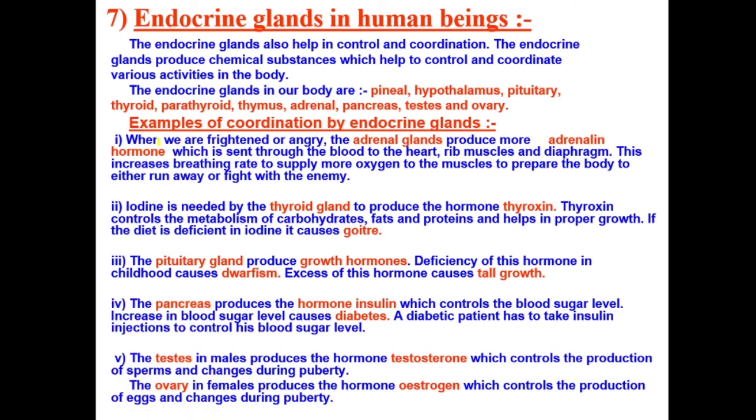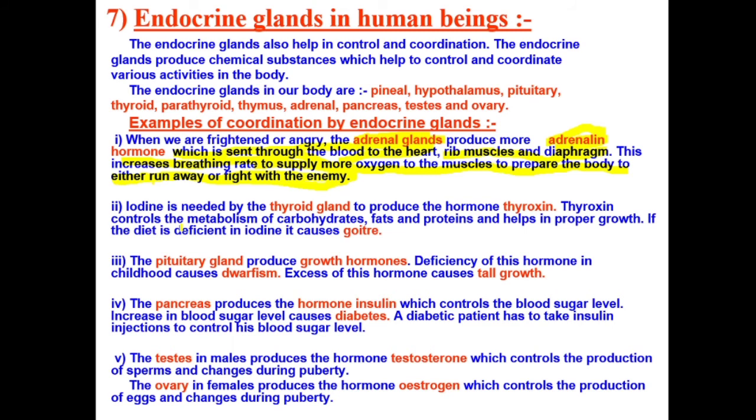First, when we are frightened or angry, the adrenal gland, which is located just above our kidney, produces the adrenaline hormone. When you are angry, this adrenaline hormone is produced and sent through blood to the heart, rib muscles and diaphragm. This increases breathing rate and also supplies more to the muscles to prepare the body either to run away or fight the enemy. This hormone is also called the fight or flight hormone.